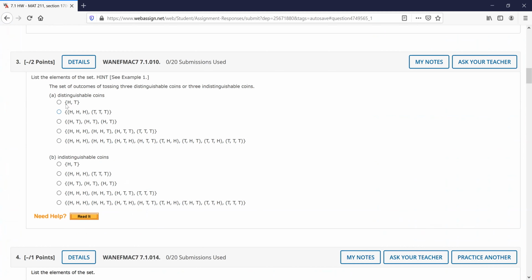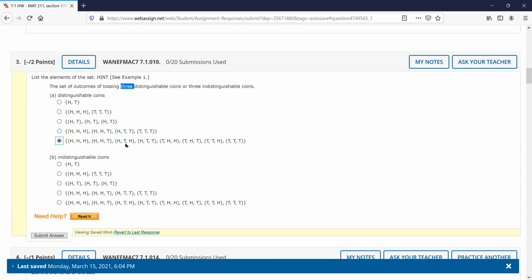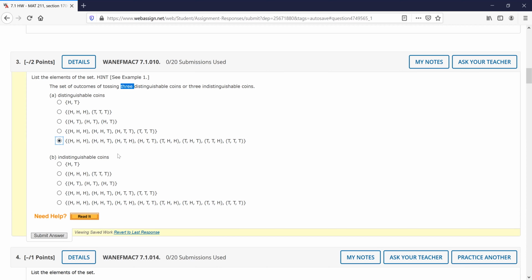Okay, so there's 3 coins, and that means there's 8 possible outcomes. That's 2 for each position of the coin. 2 times 2 times 2 gets you to 8. That's why this one's here. The problem is that with indistinguishable coins, it doesn't differentiate between, see how this second one has 1 tails and this one right here has 1 tails. It wouldn't be able to distinguish between the 2 of those. So there's fewer options.